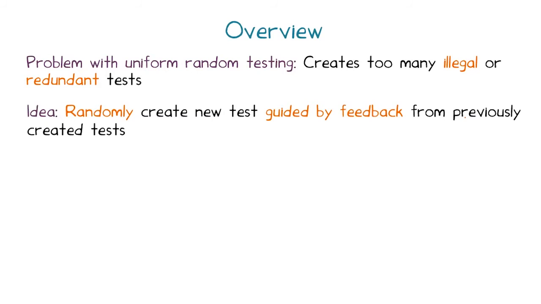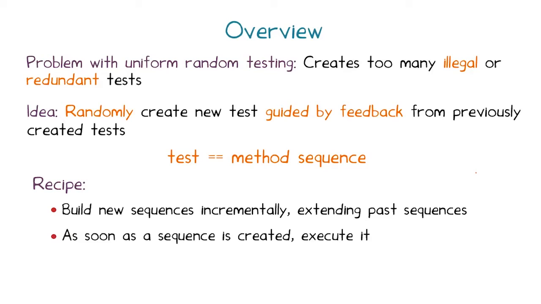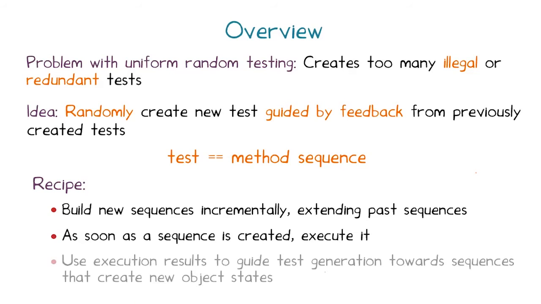This motivates Randoop's variant of random testing called feedback-directed random testing, in which each new test is guided by feedback from running previously created tests. In what follows, we will use the terms test and method sequence interchangeably. Randoop uses the following recipe. It builds new method sequences incrementally by extending past method sequences. As soon as a method sequence is created, it executes the sequence. It then uses the result of this execution to determine whether it is an illegal or a redundant sequence, in which case it discards the sequence.